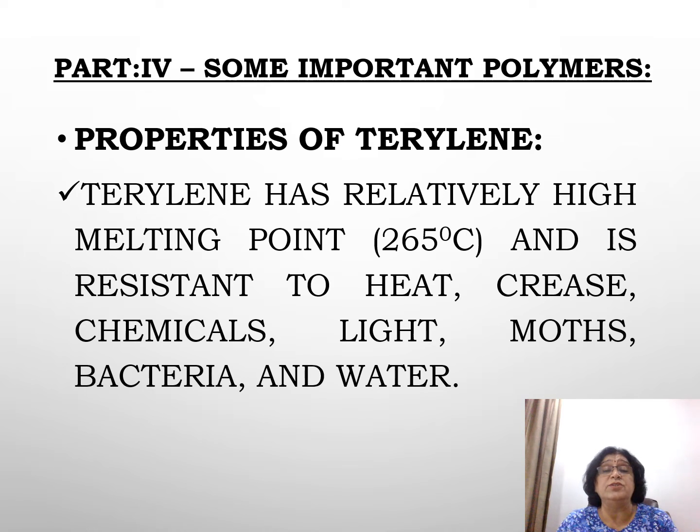So what are the properties of terylene? I think everybody must have seen this terylene material. It has got a very high melting point, of course, and it is resistant to heat, grease, chemical, light, and they are not attacked by moths and bacteria. They are resistant to water. So if you put terylene in water, it doesn't get wet easily. So it is resistant to water. So these are the properties of terylene.